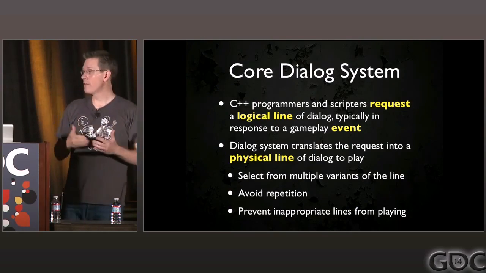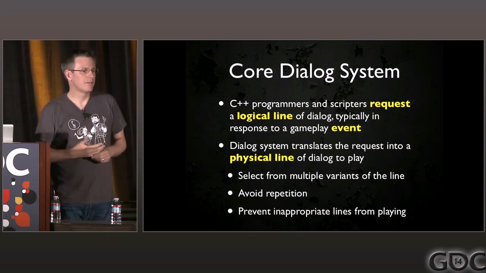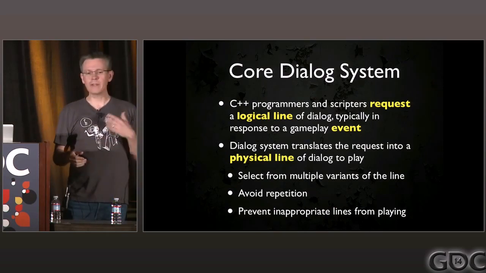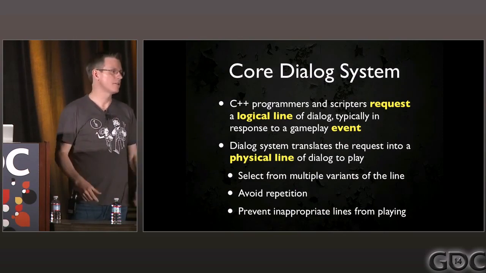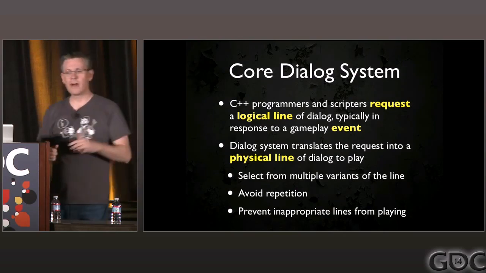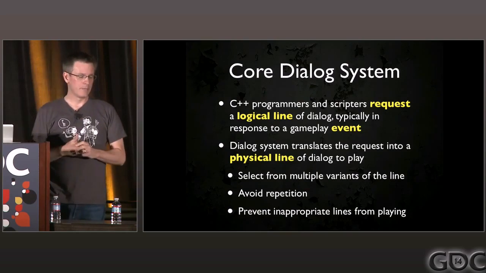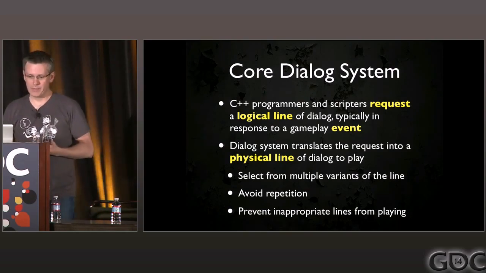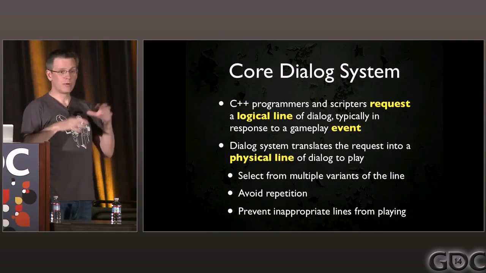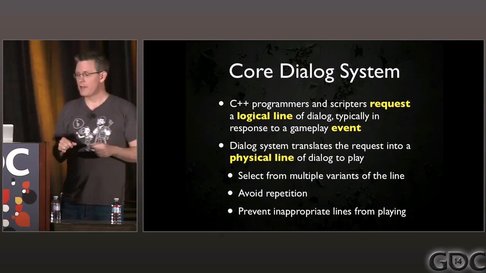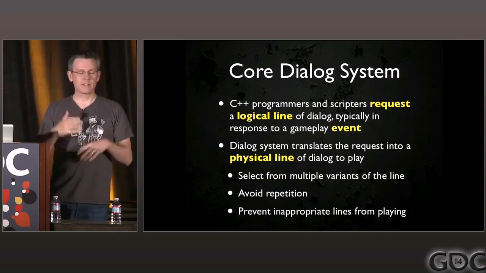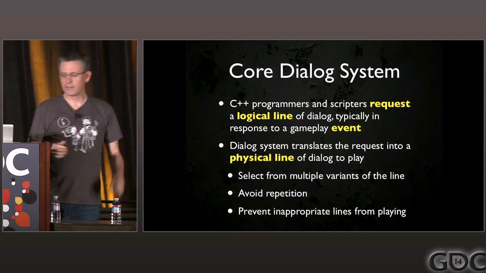So first of all, there are usually multiple physical lines for any given logical line. So if the logical event is "I'm out of ammo," the character might say, "I'm out," or "I need more bullets," or something like that, right? There's a bunch of variety involved in what they're going to say. Secondly, we need to shunt it to the right character voice, and I'll talk about that in a moment. We also need to avoid repetition when we're randomizing the lines of dialogue. And we need to prevent inappropriate lines from playing, such as saying something nonchalant while you're in the middle of dying.